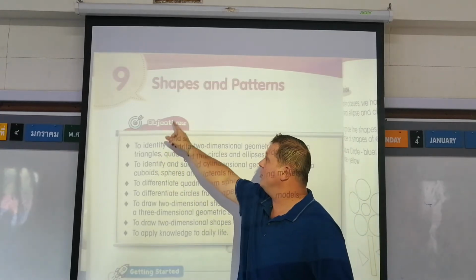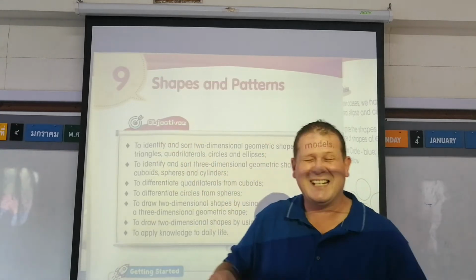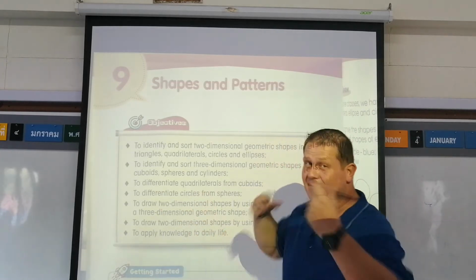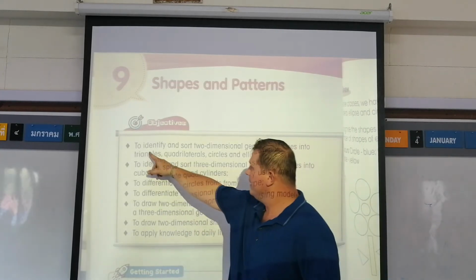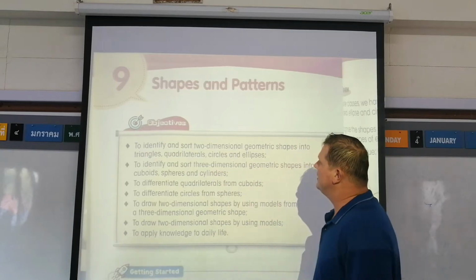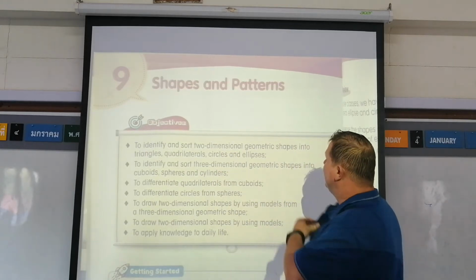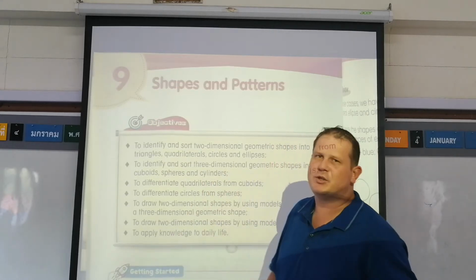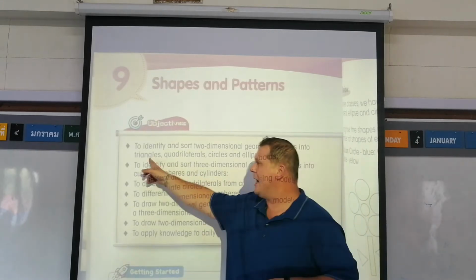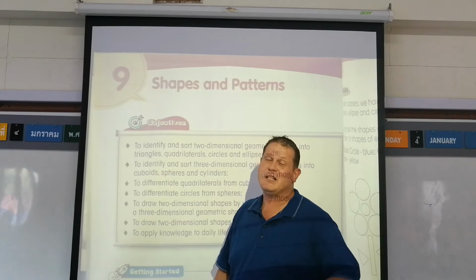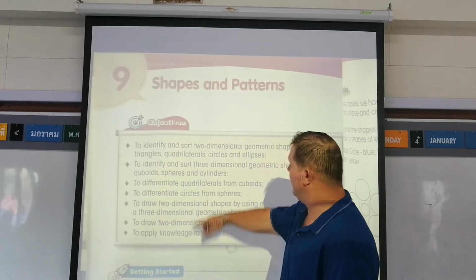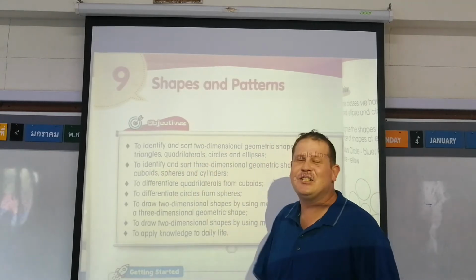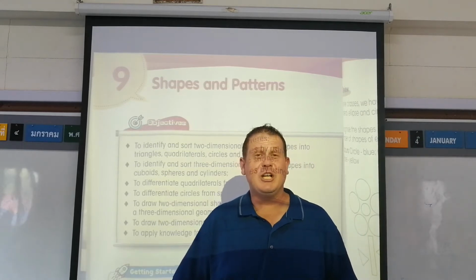To identify, let's look at our objectives. What are the objectives of what I'm teaching you guys, of why I'm teaching this to you? To identify and sort two-dimensional geometric shapes, it's a mouthful, don't worry too much about it, into triangles. All right, you guys know what a triangle is, all right? Quadrilaterals. Have you heard that word before?